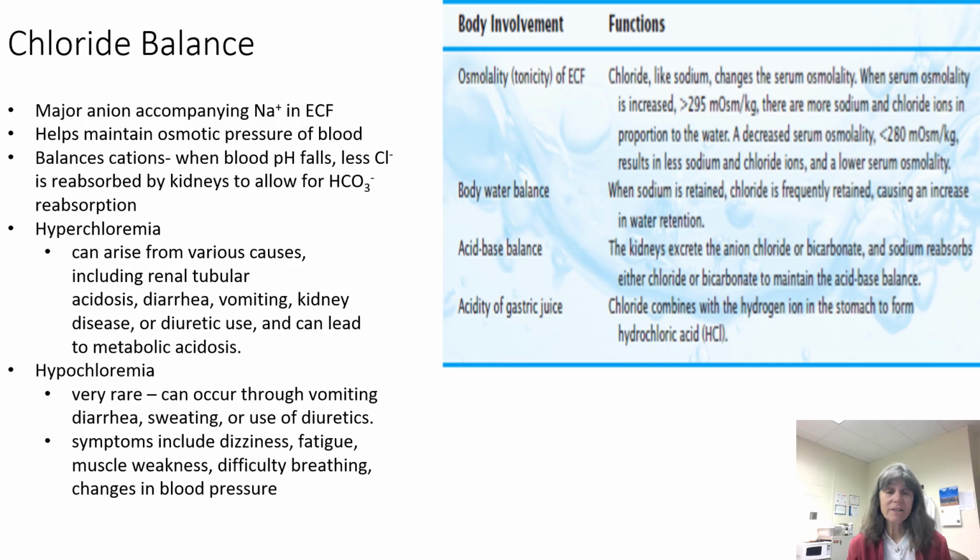Hypochloremia is considered much more rare and can also occur through vomiting, diarrhea, sweat, use of diuretics. And the symptoms for hypochloremia are going to include things like dizziness, fatigue, muscle weakness, difficulty breathing, and changes in blood pressure.